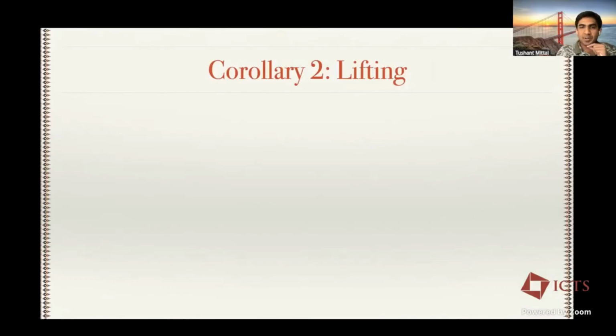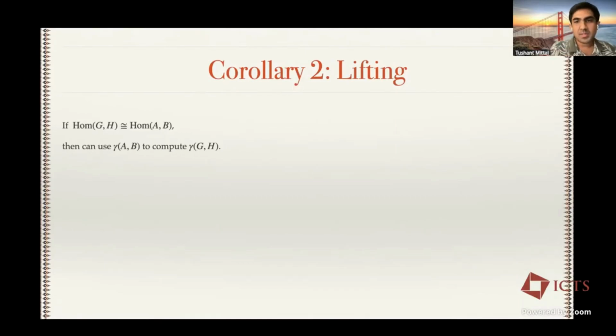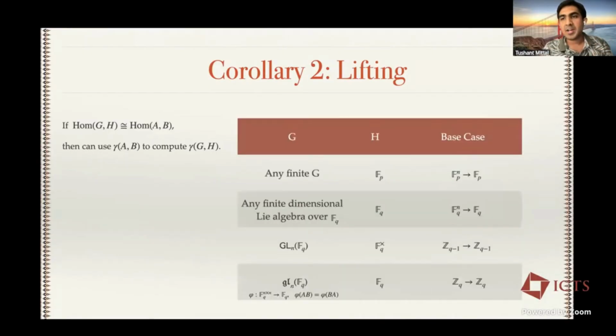And another important thing is that you can use algebraic homomorphisms. So if the homomorphisms between your groups are controlled by homomorphisms over some other groups A, B, and you've already computed gamma AB, you can reuse the analysis. So it's not an algorithmic reduction, but it's a reduction in the analysis. So using this, you can generalize the results to slightly more general settings.